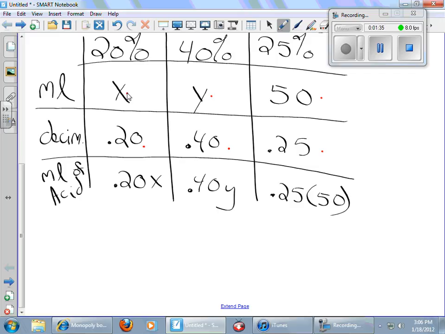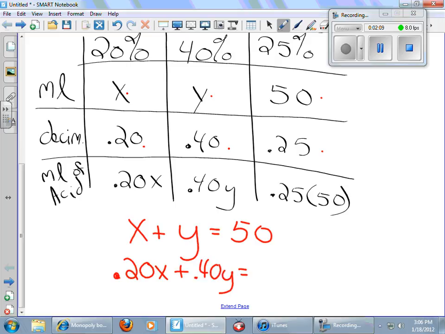And then the actual milliliters of acid, I'll take 0.20 and multiply it by the milliliters from the 20% bottle. So it'd be 0.20 times X, 0.40 times Y, and then I'll multiply 0.25 times 50. From here, it should be really easy to get the equations. If you don't have your equations yet, go ahead and pause because my equations are going to appear momentarily. X plus Y equals 50, and 0.20x plus 0.40y, and that is going to equal, let's just do a quick mental math.